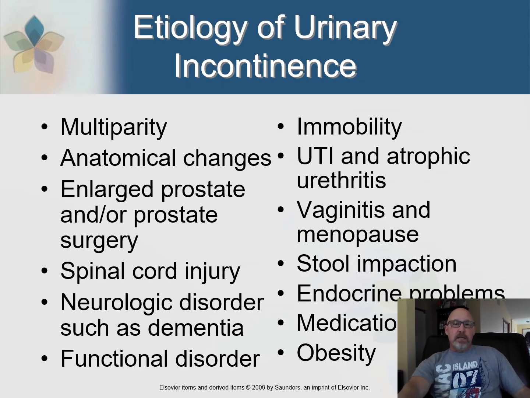So, what causes some of the urinary incontinence? Well, enlarged prostate, obstructions, spinal cord injury, neurological disorders, functional disorders, basic immobility, not being able to get out of bed to go, urinary tract infections, menopause, obesity, endocrine. I mean, there's all kinds. That's why it's multi-parity. All kinds of things can cause incontinence. Yeah, you have to try to find the underlying etiology and try to resolve it.